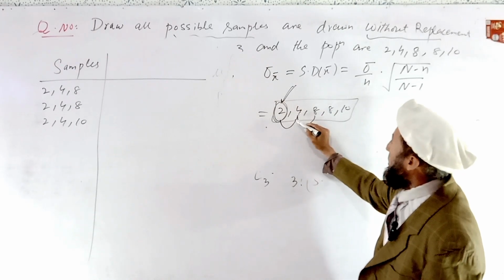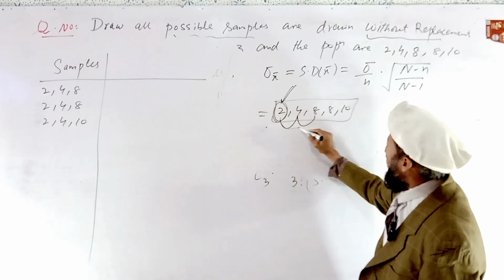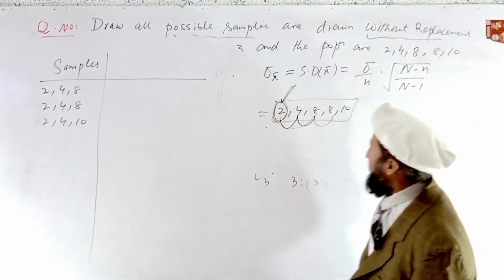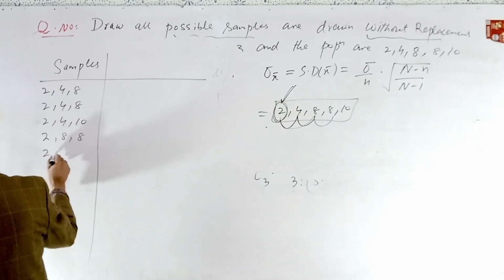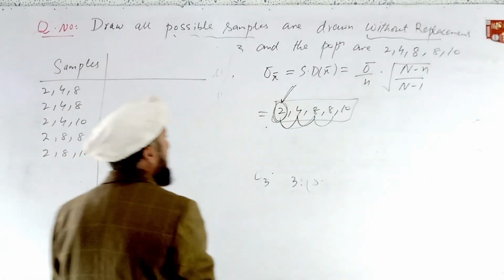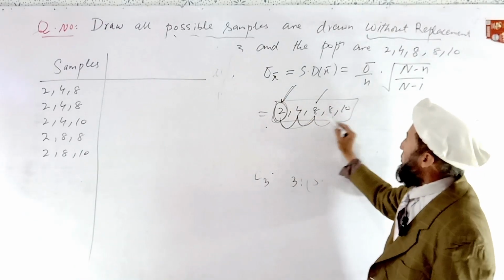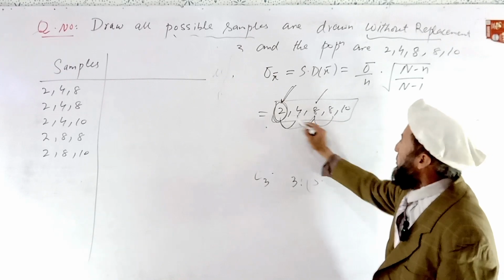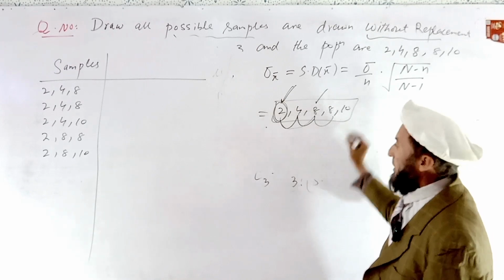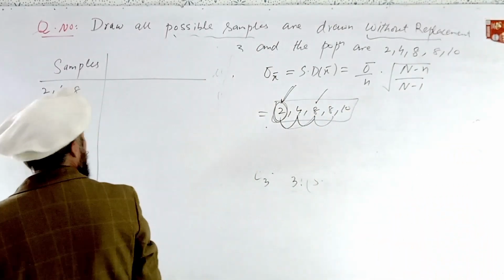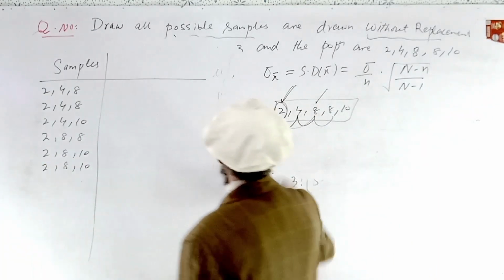Now we go to 2, 6, 8, then 2, 6, 10, and that is also finished. Then 2, 8, 10. Now the process for 2 is finished.